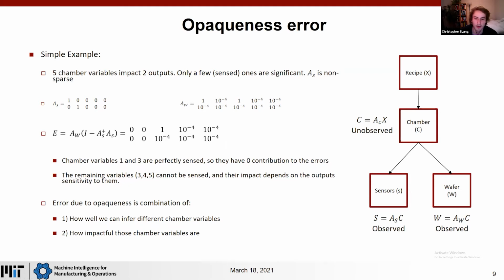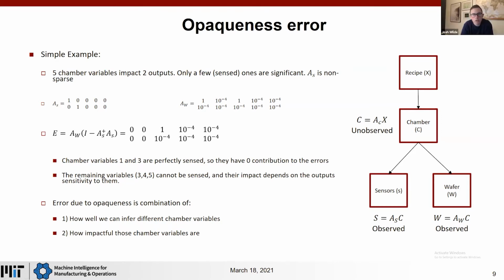So what this is meant to point out is that the opaqueness error is a combination of two different things. It's one, how well can we infer these different chamber variables? For these, we can infer them very well so they don't contribute to the error. And also, we need to look at how impactful those chamber variables are to the wafer, because we can set an infinite number of chamber variables, theoretic ones that don't actually impact the final product. So we have to look at both how well we can infer them and how impactful they are to the properties that we're trying to measure or predict.